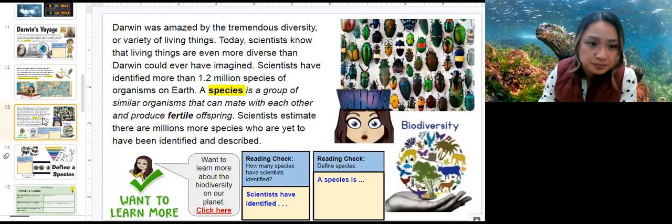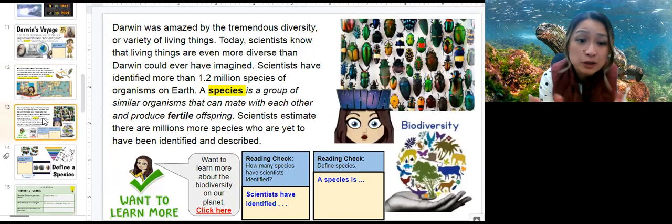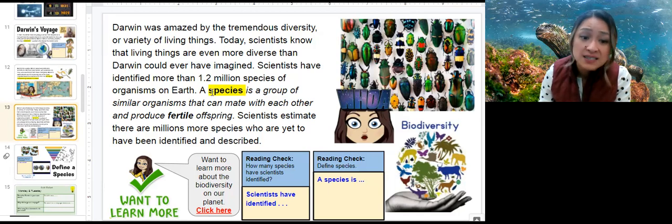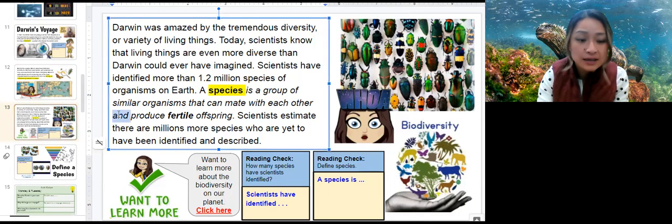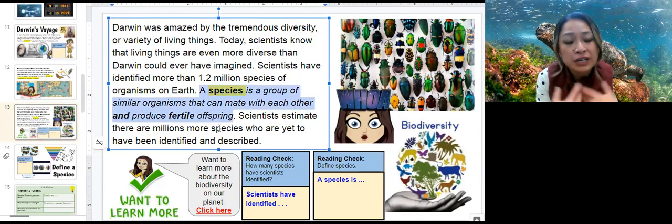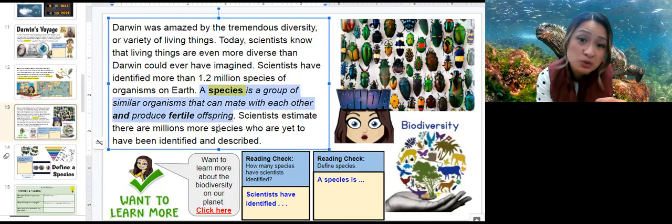Slide 13. So Darwin was amazed by the tremendous diversity or variety of living things. Today, scientists know that living things are even more diverse than Darwin could have ever imagined. Scientists have identified more than 1.2 million species of organisms on Earth. A species is a group of similar organisms that can mate with each other and produce fertile offspring. The reason I emphasize "and" is because you have organisms that are able to mate with each other, but they don't produce fertile offspring.